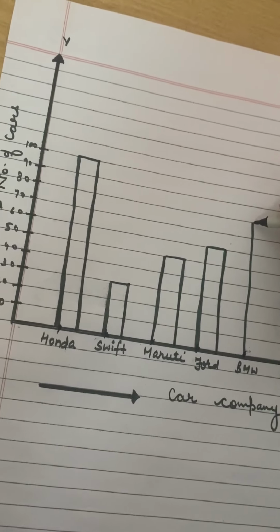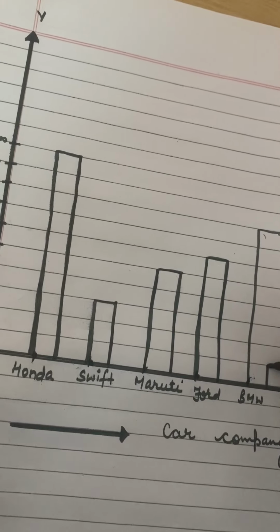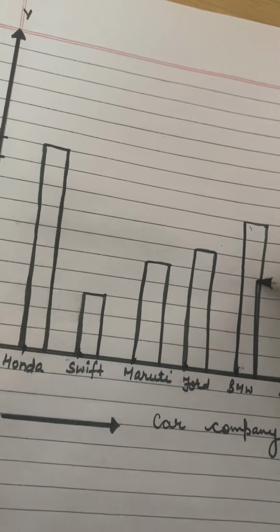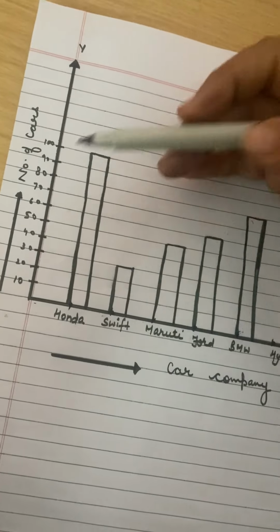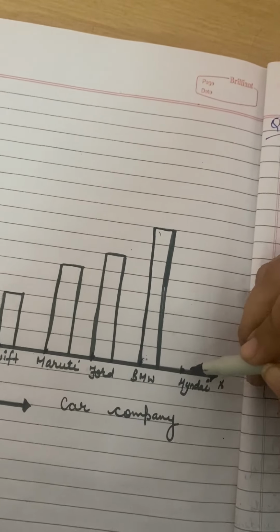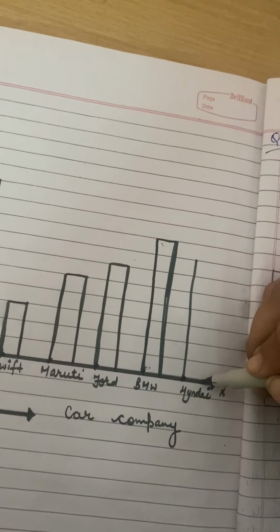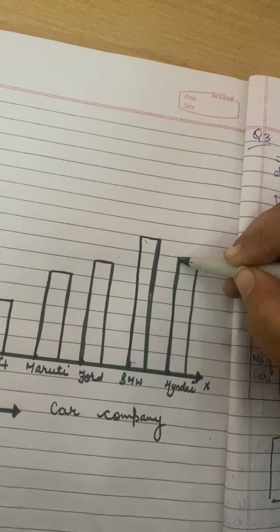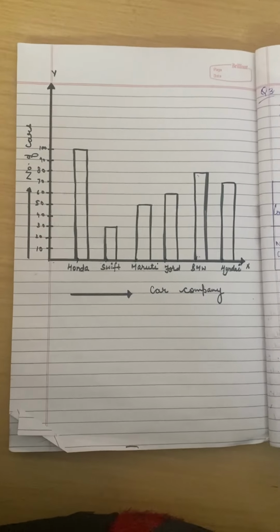See, now we have reached 80. We will stop it and close the bar. Okay, now Hyundai 70. So Hyundai will go till 70. See, I will take it till 70 and then we will close the bar. While plotting the bars, please check the numbers again and again so that you don't go to wrong numbers. Now see, this is your bar graph.